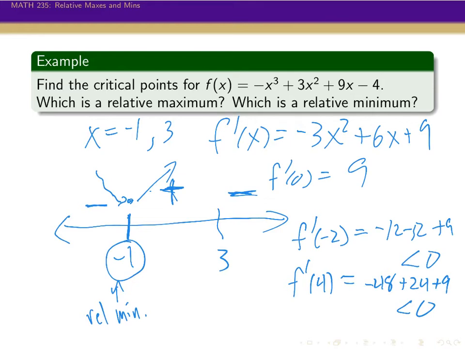At 3, the function is going up to the left of it and then going down. So it's changing from positive to negative, increasing to decreasing at 3. And so if the function's changing from increasing to decreasing at 3, then we're thinking about a relative maximum.